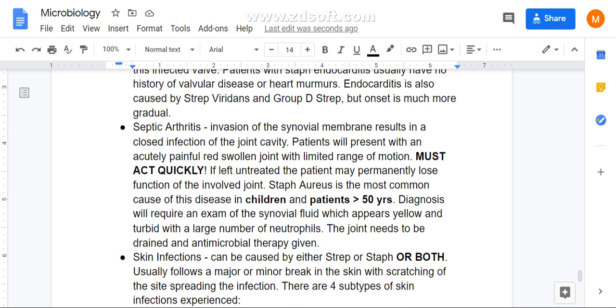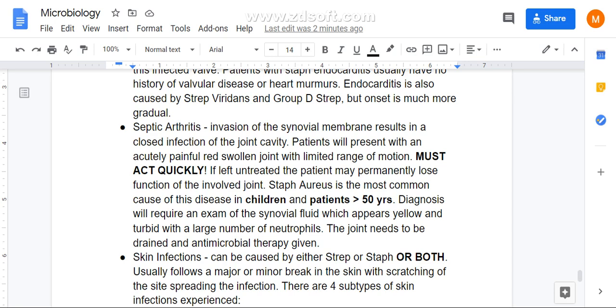Alright, septic arthritis, which is invasion of the synovial membrane, results in a closed infection of the joint cavity. So patients will present with an acute, painful, red, swollen joint with limited range of motion. And you have to act very quickly, because if you leave this patient alone, they might permanently lose the function of that joint, right?